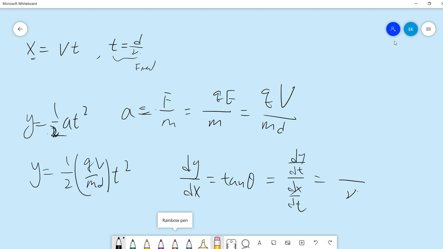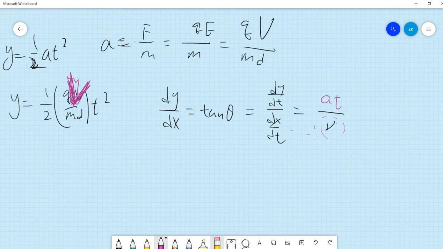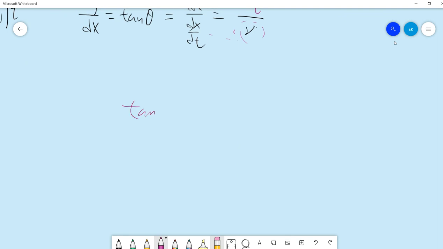Okay, I mean, I use large V for the voltage. I try to make sure that this large V is not confused with this small v. I may pronounce it nu, but you know that nu is the velocity here. So it's at. Okay, so tangent theta is just at divided by nu.